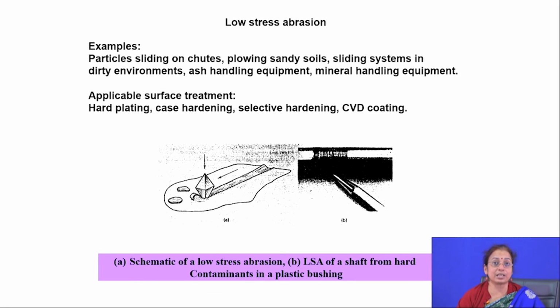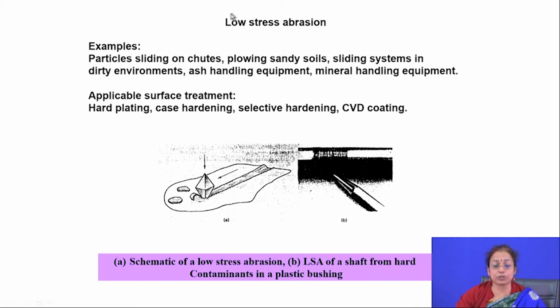So, when the stress level is below the yield strength of the component, it is low stress abrasion. Again, you can understand that this is very much dependent on the material you are dealing with. If it is copper, its threshold stress value will be different from that of steel. In magnesium, it will be different from that of copper. So, it is very much dependent on the material of your choice.